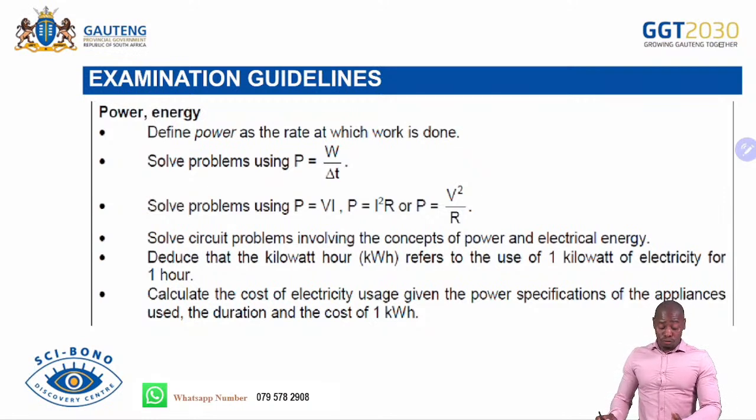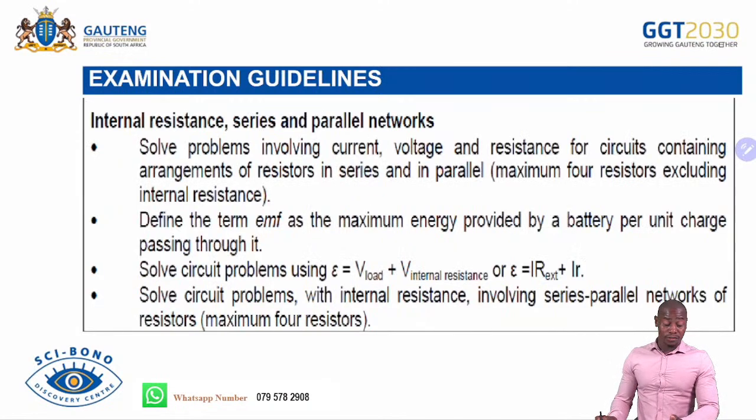You must be able to solve circuit problems involving the concepts of power and electrical energy. We are going to do that. Deduce that the kilowatt hour, which is kWh, refers to the use of 1 kilowatt of electricity for 1 hour. Calculate the cost. You must also know how to calculate the cost of electricity usage given the power specifications of the appliances used, the duration, and the cost of 1 kilowatt hour. It's what we are also going to focus on.